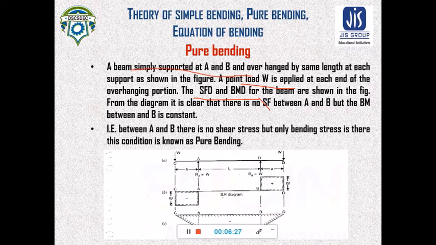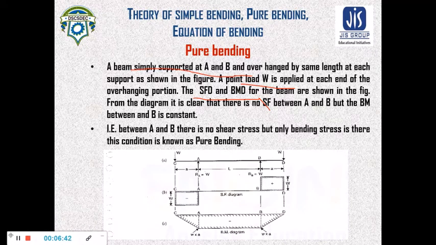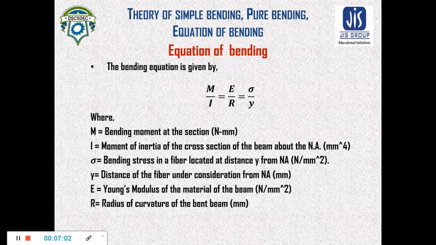Now from the shear force and bending moment diagram, we can see that in between A and B there is no shear force acting. That gives us a constant bending moment in between A and B. That constant bending moment leads to the condition of pure bending. So this is the pure bending condition.